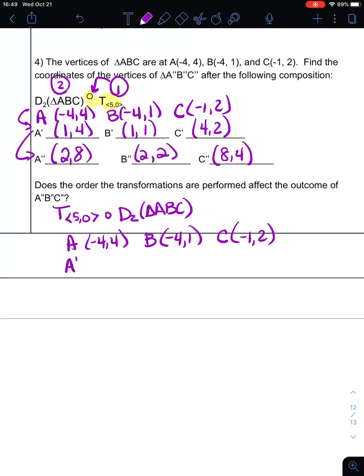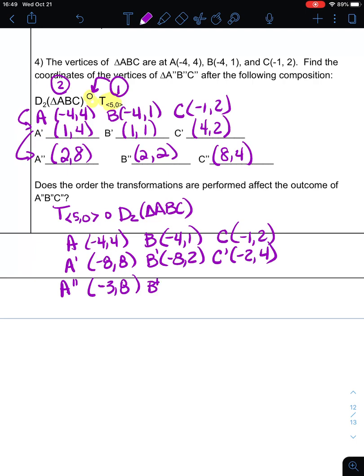So if I dilate it, this time I'm going to dilate it first. So I dilate it by a factor of 2. You can see now I'm moving a much bigger triangle. That's why it affects what's going on so much. Now I'm going to translate it to the right 5. -8 plus 5 is -3. Same thing here. And then -2 plus 5 is 3, 4. So you can see that these two are very different. They created different results, and it's because of that dilation that happens.